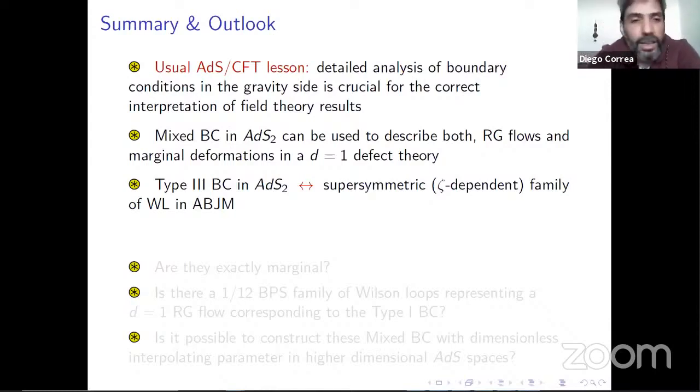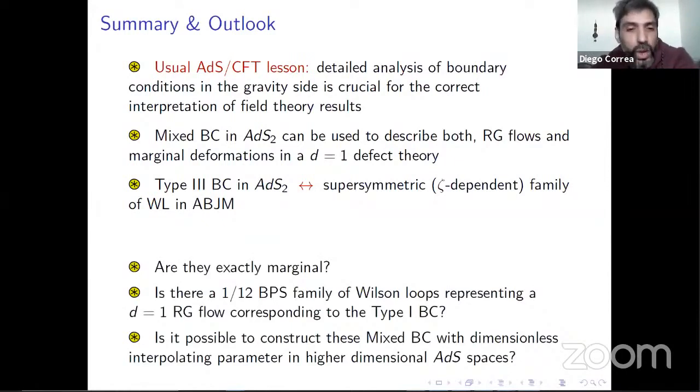What we did in our example was to consider mixed boundary conditions in AdS2, and we claim that you can use them to describe either renormalization group flows in this one-dimensional defect or marginal deformations of it. In particular, we had this supersymmetric family of Wilson loop with this zeta parameter, and we claimed that what we named type 3 boundary conditions in AdS2 is the correct proposal to describe them holographically.